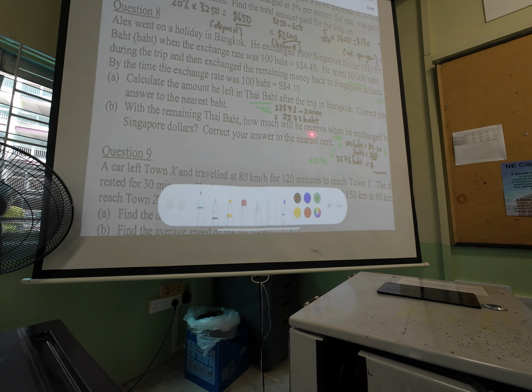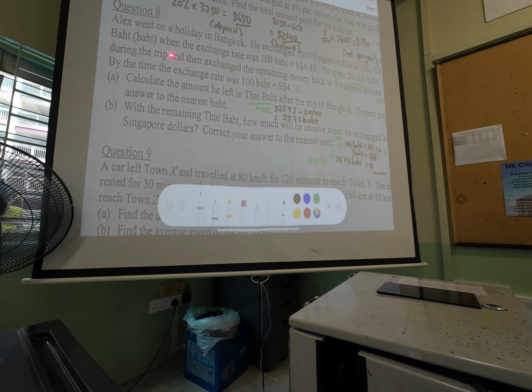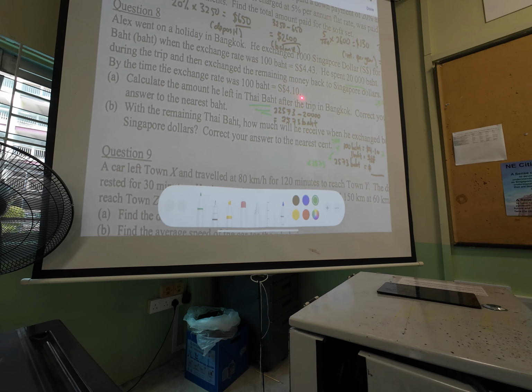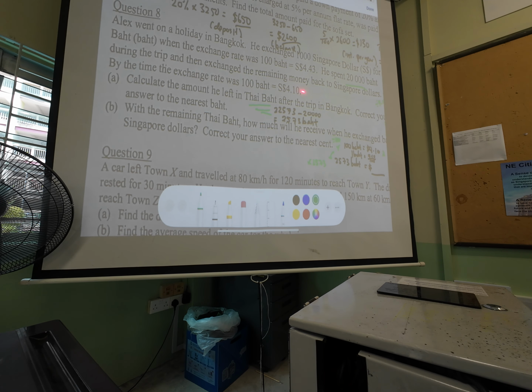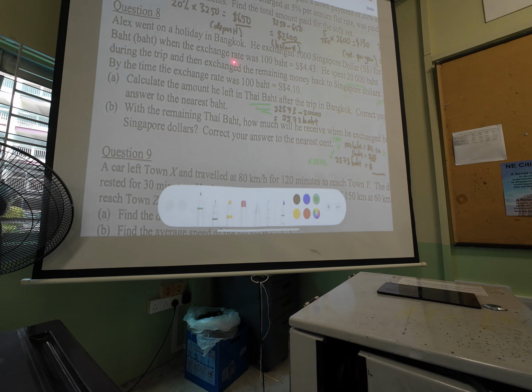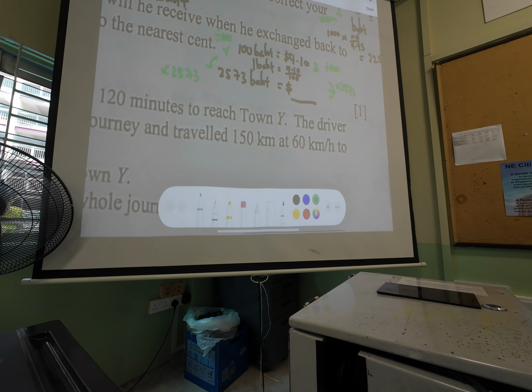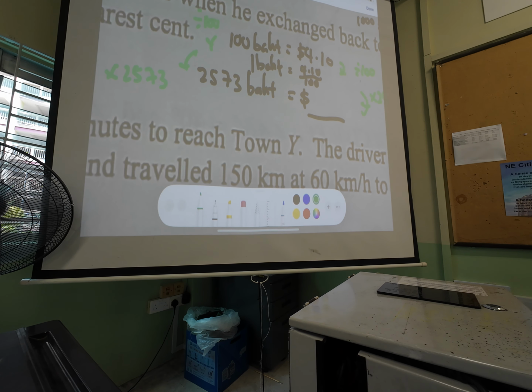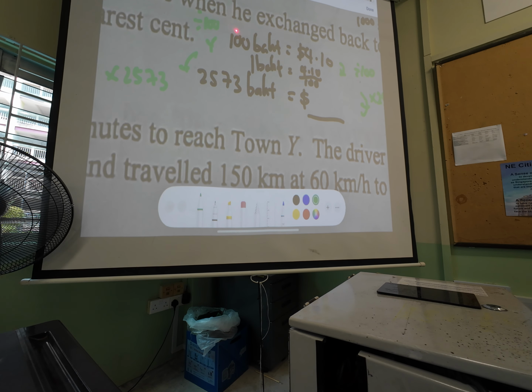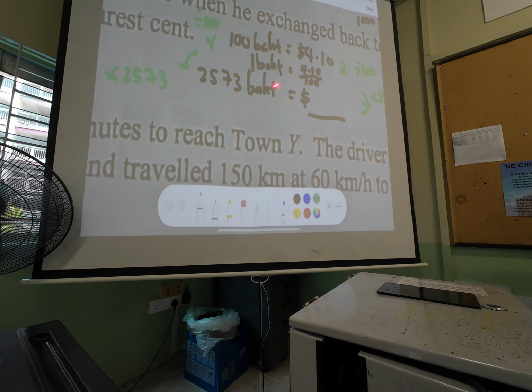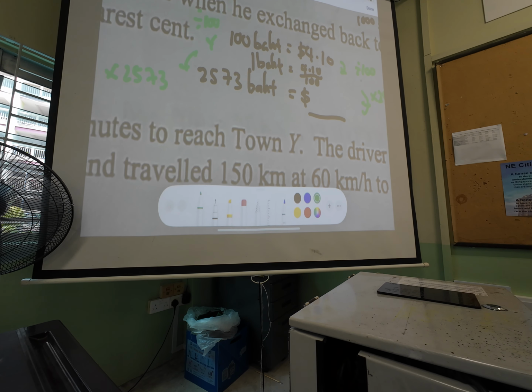Then after that, with what he has left, he comes back to Singapore. Then he wants to change this amount of baht back to Sing dollars. But this time round, the exchange rate has changed. The exchange rate is now 100 baht to $4.10. So when he is changing, we have to use the new exchange rate to change back to Sing dollars. He has 2,573 baht to change. So every 100 baht is 4.10. 2,573 is how much? We have to calculate it out. So this is what we are doing.